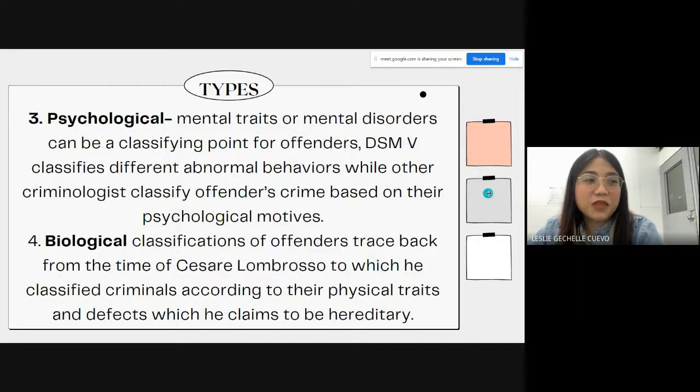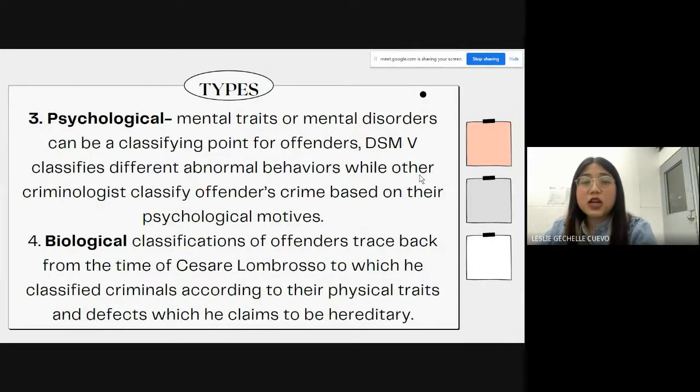Okay? Then another type is psychological. Mental traits or mental disorders can be a classifying point for offenders. DSM-5 classifies different abnormal behaviors, while other criminologists classify offenders' crime based on their psychological motives. Nagkaroon na rin tayo ng background sa DSM-5, di ba? Ayun, sa mga past lesson natin.